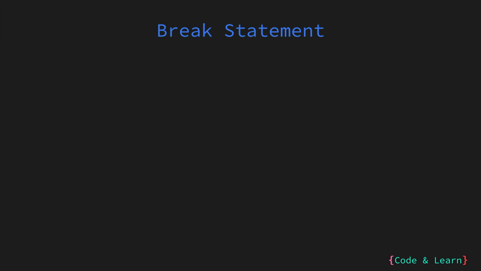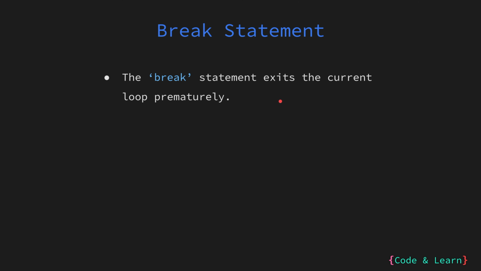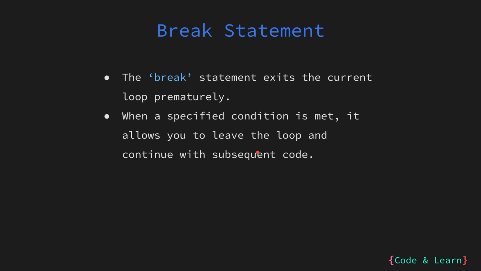First up, we have the break statement. The break statement is used to break the flow of a loop, as we saw in the previous lesson. When encountered within a loop, it causes the loop to terminate abruptly even if the loop's condition is still true. The program then continues executing the code immediately after the loop. The break statement is usually used in conjunction with an if statement to define a specific condition. When this condition is satisfied, the break statement is triggered, causing the loop to exit.